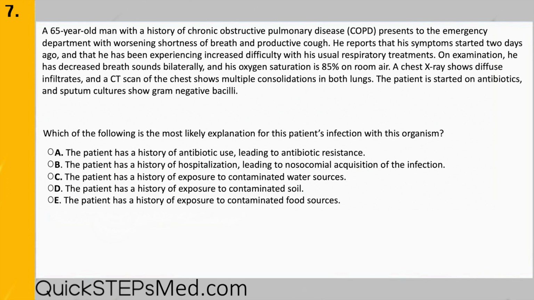Which of the following is the most likely explanation for this patient's infection with this organism? A. The patient has a history of antibiotic use leading to antibiotic resistance. B. The patient has a history of hospitalization leading to nosocomial acquisition of the infection. C. The patient has a history of exposure to contaminated water sources. D. The patient has a history of exposure to contaminated soil. Or E. The patient has a history of exposure to contaminated food sources.